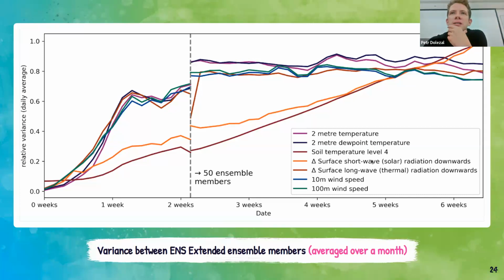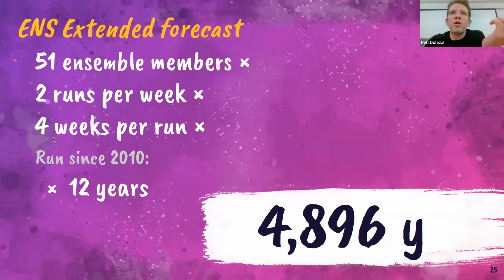So this allows you to use 4 weeks per run, twice a week, with 51 ensemble members. And this particular system has been run since about 2010, so it's 12 years of data. So they've generated about 5,000 years effectively of data. It's in these 4-week chunks, but it is a much different situation in comparison to the 40 or max 80 years in the weather record you can get.